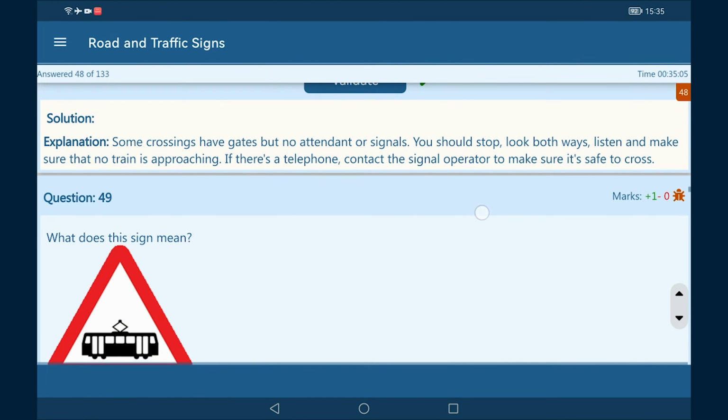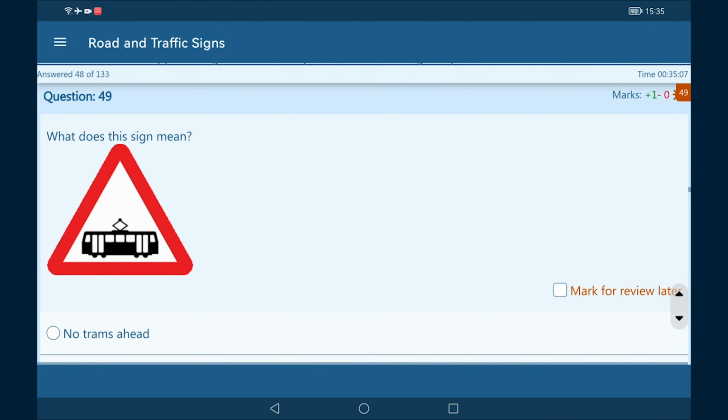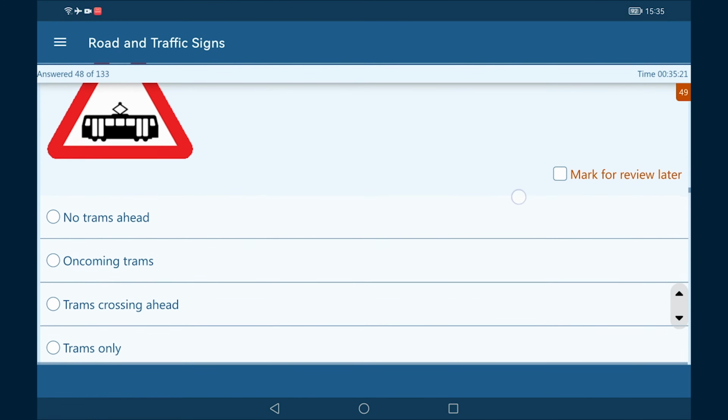Question 49. What does this sign mean? Option 1, no trams ahead. Option 2, oncoming trams. Option 3, trams crossing ahead. Option 4, trams only. The correct answer is Option 3, trams crossing ahead.